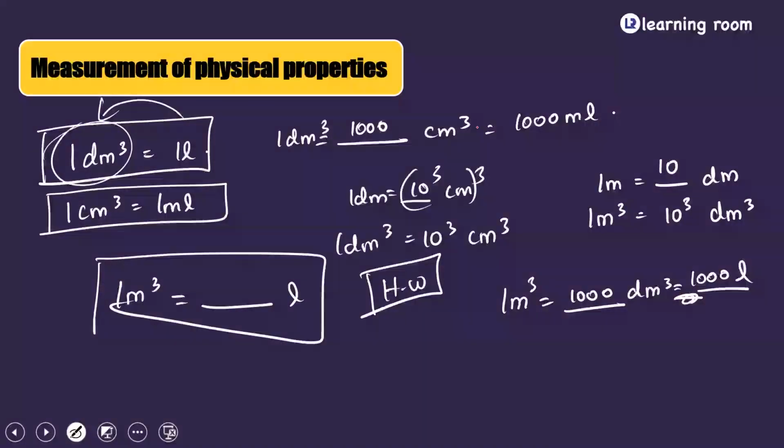So yes, let's start. What we saw last class was conversions. Did you revise? Questions? So how do you say this? 1000 liters. So 20 meter cube will be 20,000 liters. Very good.